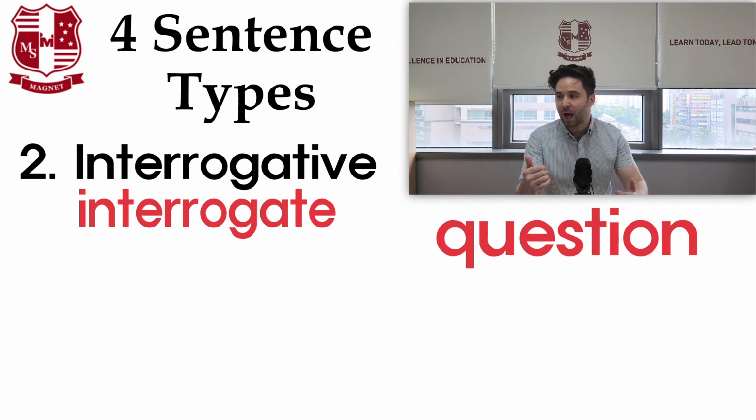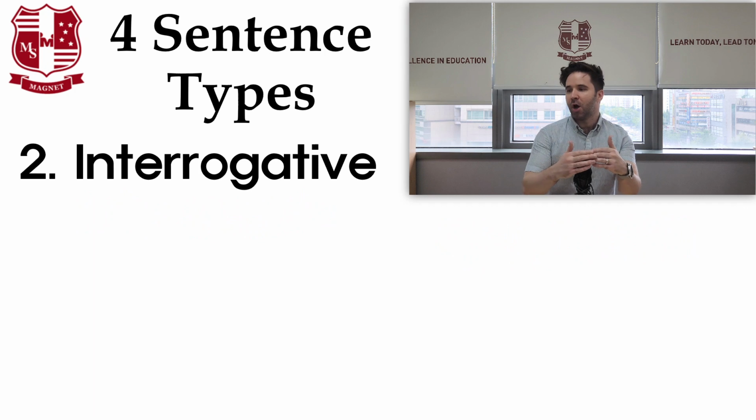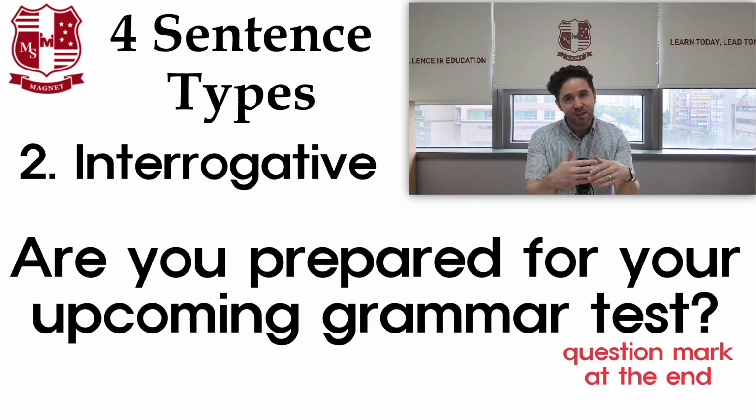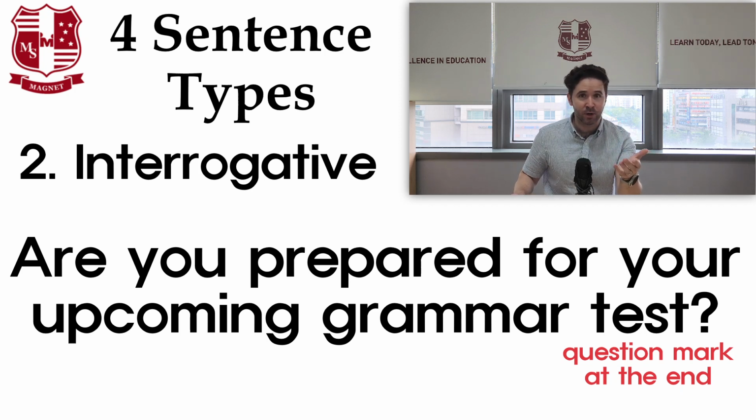So for example, I might say, are you prepared for your upcoming grammar test? You can tell by the structure this is a question. It begins with the verb and then it has who I'm speaking to, are you, right? It has the general subject of the sentence. Are you prepared for the upcoming grammar test? And it ends in a question mark.